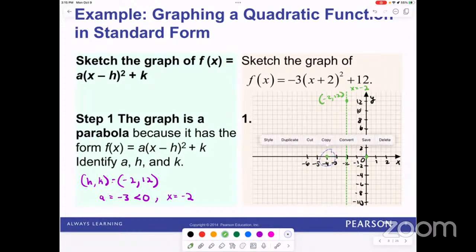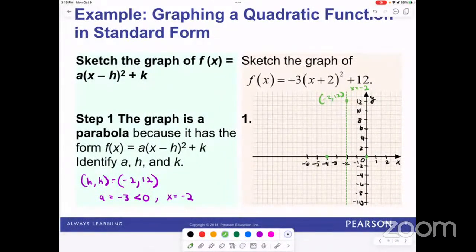Let's see when x is 1. When x is 1, let me see, 1 plus 2 is 3, squared is 9, times negative 3 is negative 27. Plus 12 is negative 15. It goes off our chart. So it looks like when x is 1, we go off the chart.